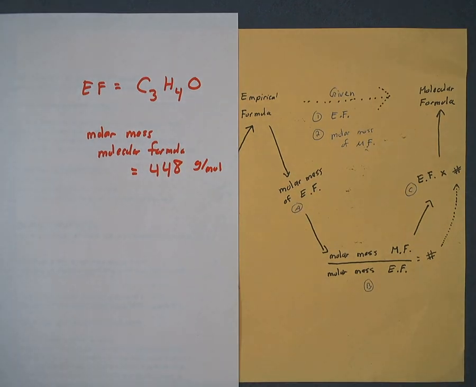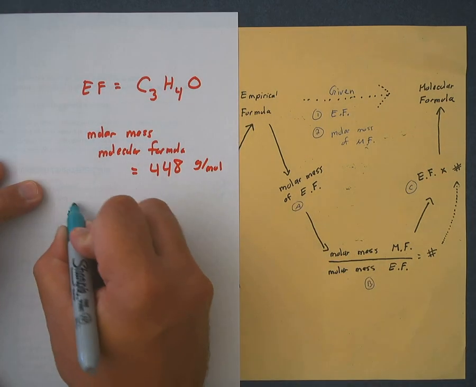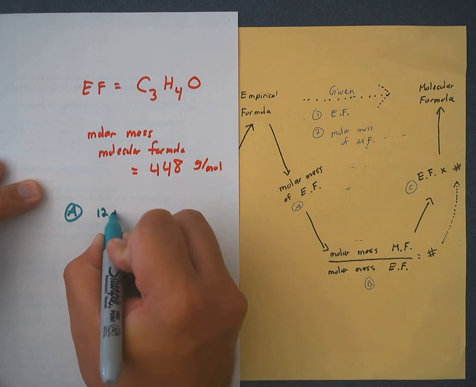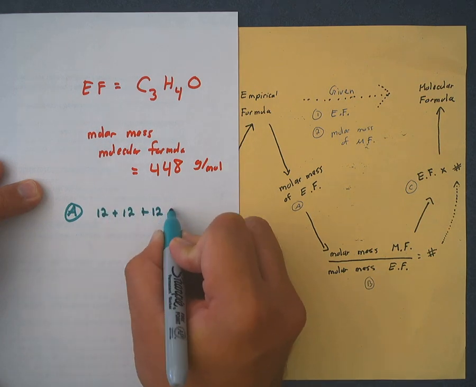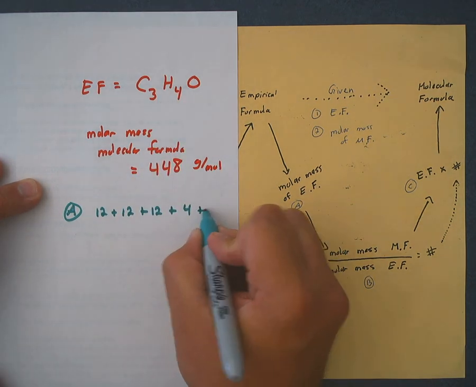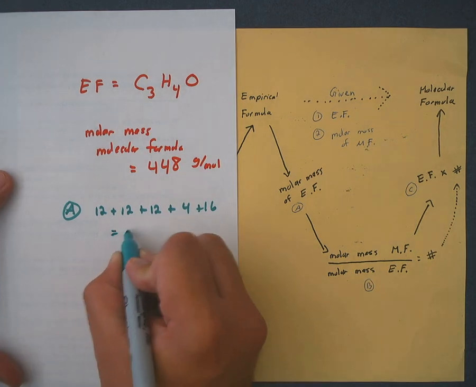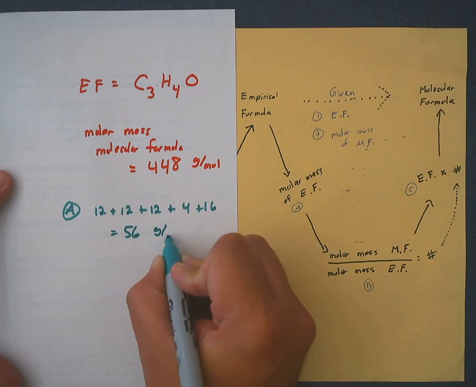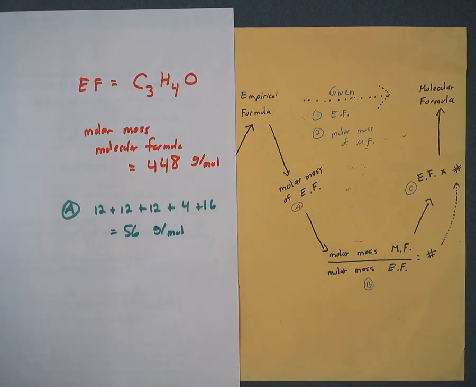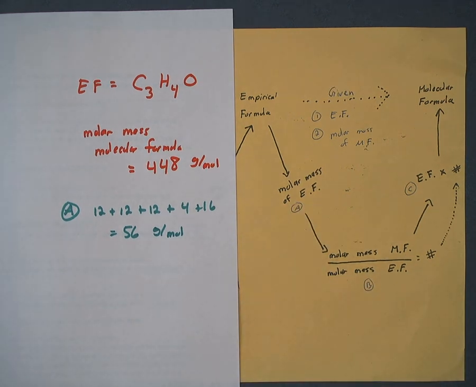Well, let's do the steps. Step A says to find the molar mass of the empirical formula. So I'm going to do 12 plus 12 plus 12 plus, I'm just going to add 4, that's hydrogen 4 times, and an oxygen of 16. And just so I don't make an arithmetic mistake, I found that this equals 56 grams per mole. You should know how to find molar mass very confidently by this point in our class.